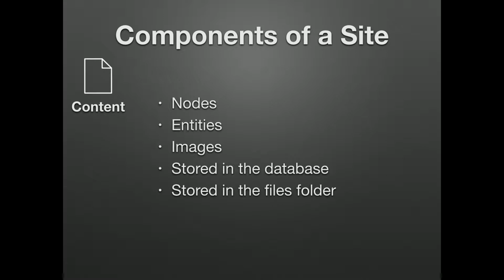Content is usually stuff in the database, but can also be files in the files folder. So these are nodes, entities, field values, all that sort of stuff that your site maintainers or site editors do on a daily basis. It's the stuff that your people are coming to see the site for.